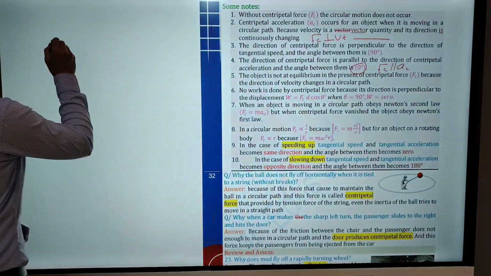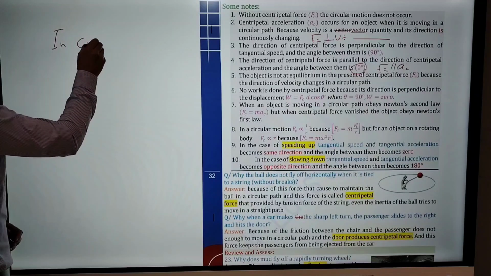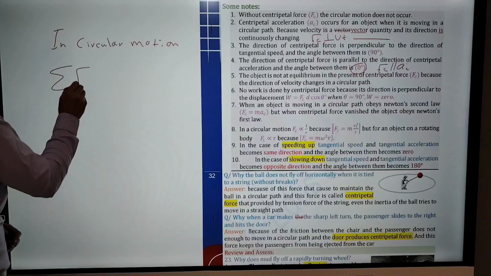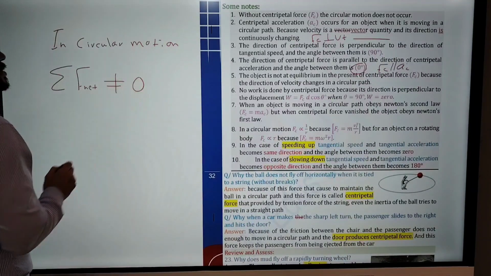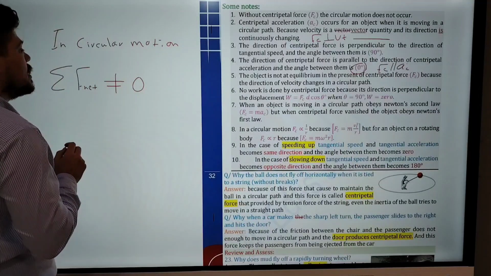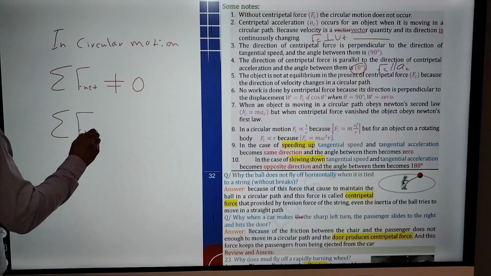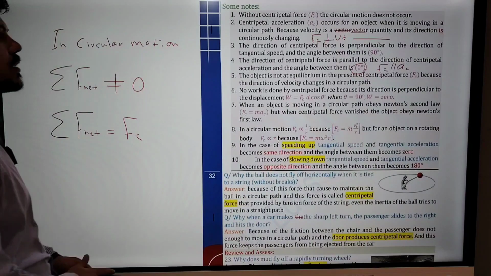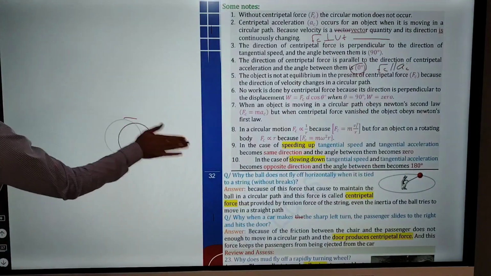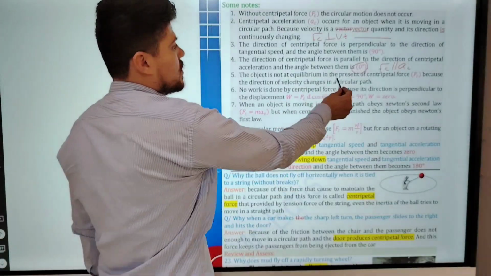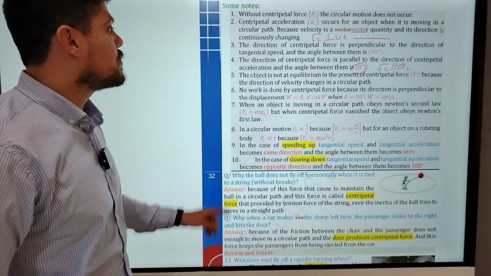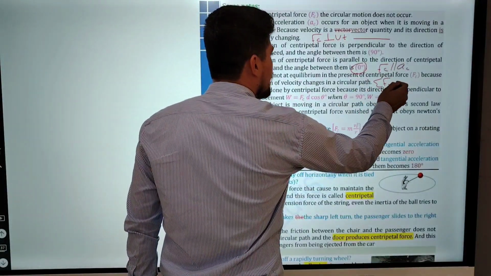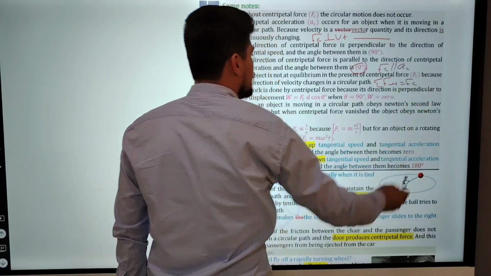In a circular motion, the net force is not equal to 0, even in the case of constant speed. Instead, the net force is equal to what? Fc, which is equal to mv squared over r. So the object is not at equilibrium in the presence of the centripetal force because the direction of the velocity changes in a circular path. So Fnet equals Fc, which is not equal to 0.